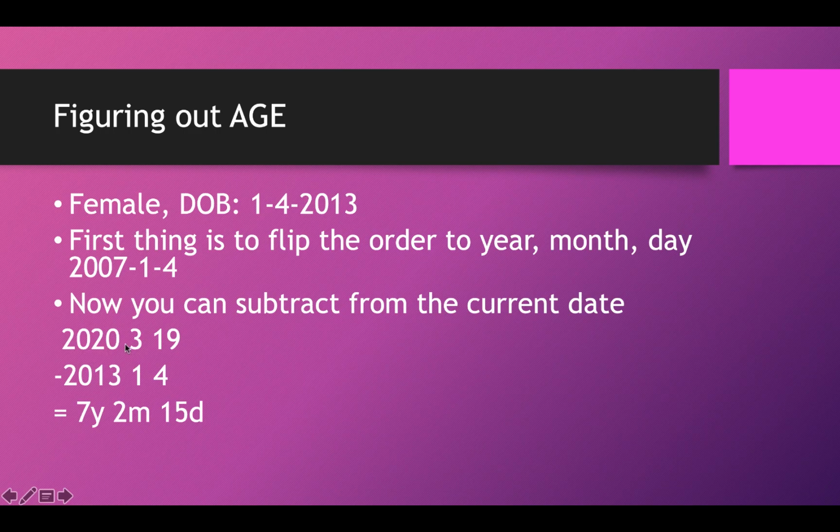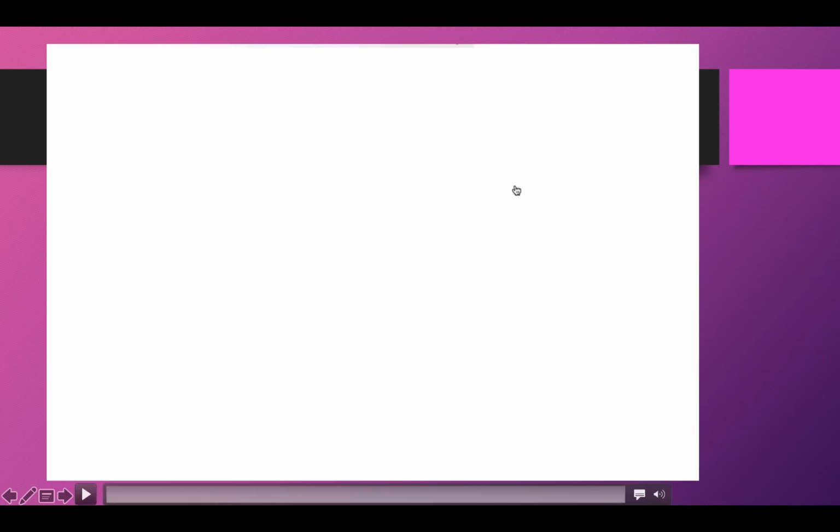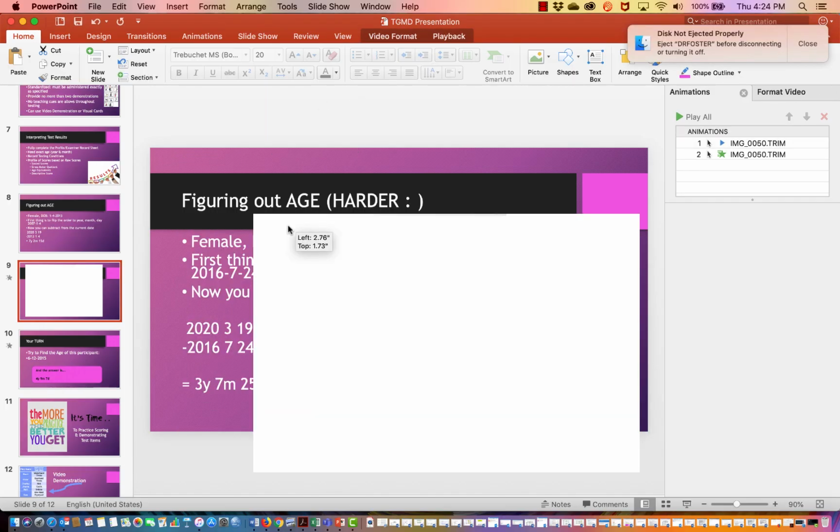So today is 3/19. I have it flipped backwards. So here's the years, here's the months, and here's the days. So I take 19 minus 4 equals 15 days. 3 minus 1 equals 2 months. 2020 minus 2013 is 7 years. So in the TGMD-3, it does not say that you ever round up. So this individual would be a female, and her age would be 7.2, or 7 years, 2 months.